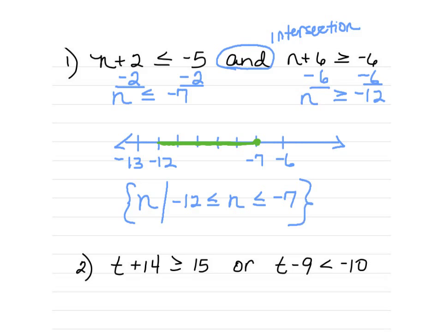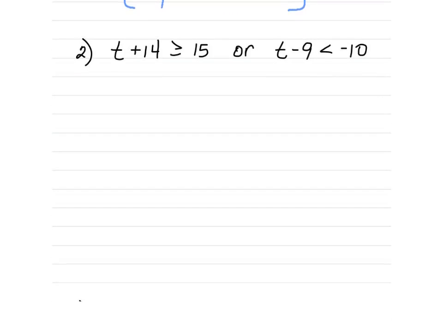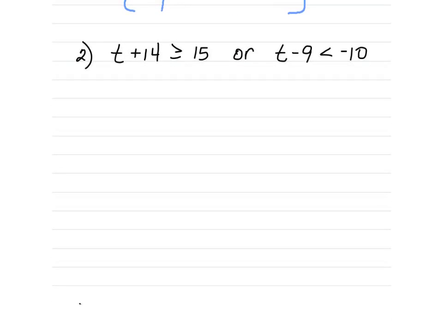Okay. All right, number 2. On number 2, notice that this is an OR. An OR is a union. It's a union graph. So what I need to do is just graph both of them together on one graph, and every point that's included on each of them will all be graphed on one number line.